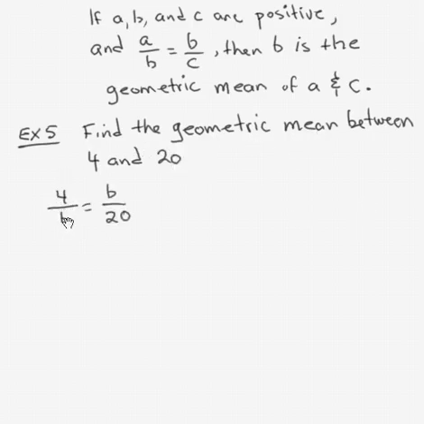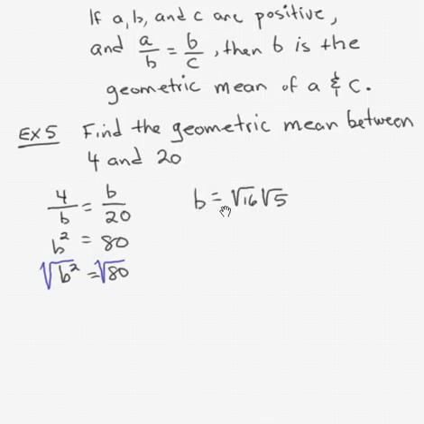So 4 is to B as B is to 20. Solve that. We can cross multiply, and then we get B squared is 4 times 20, which is 80. So we multiply the product of the extremes equals the product of the means. B squared is 80. Of course, we're going to square root both sides. Square root of B squared is B, and the square root of 16 is 4. Square root of 5 cannot be simplified, so that's the geometric mean. So that's our first look at direct variation and geometric means.